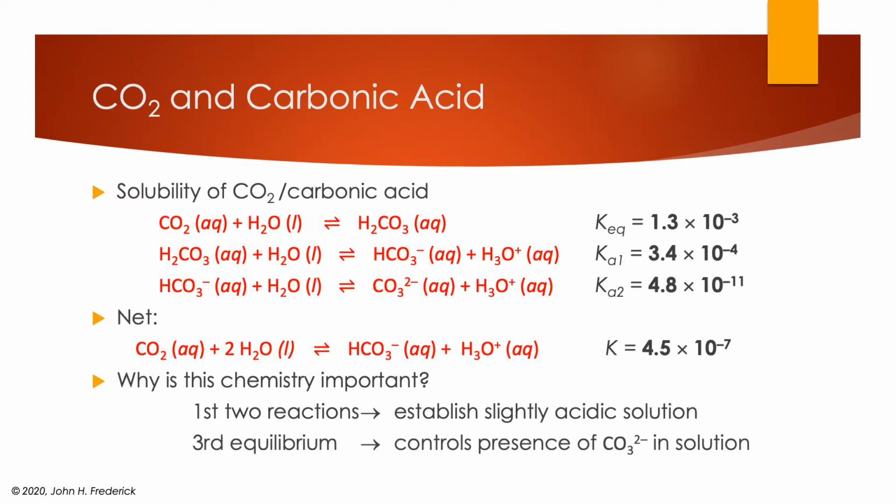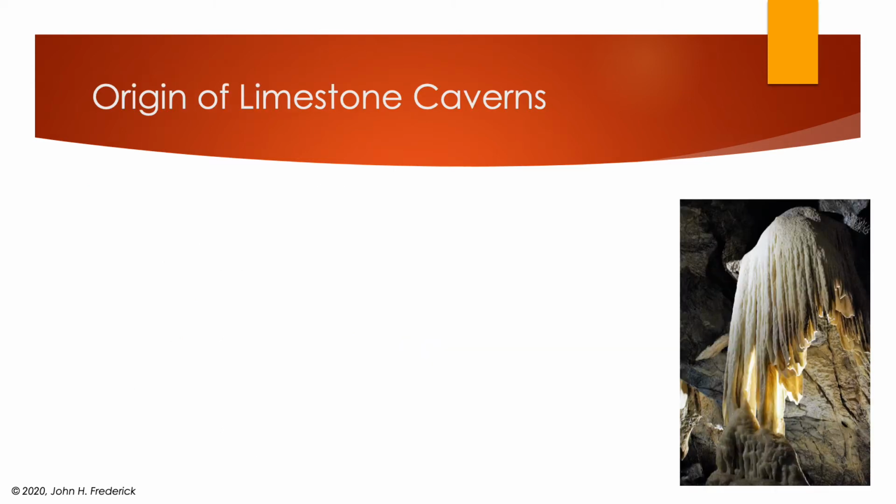But the third equilibrium is also important because it's controlling the amount of carbonate in the solution. So even though it hasn't been hooked into that net equation down there, the elements that appear in the net equation are going to be important because they will affect the position of the equilibrium for that third equilibrium and determine how much carbonate ion is present there. So let's see what effect this has.